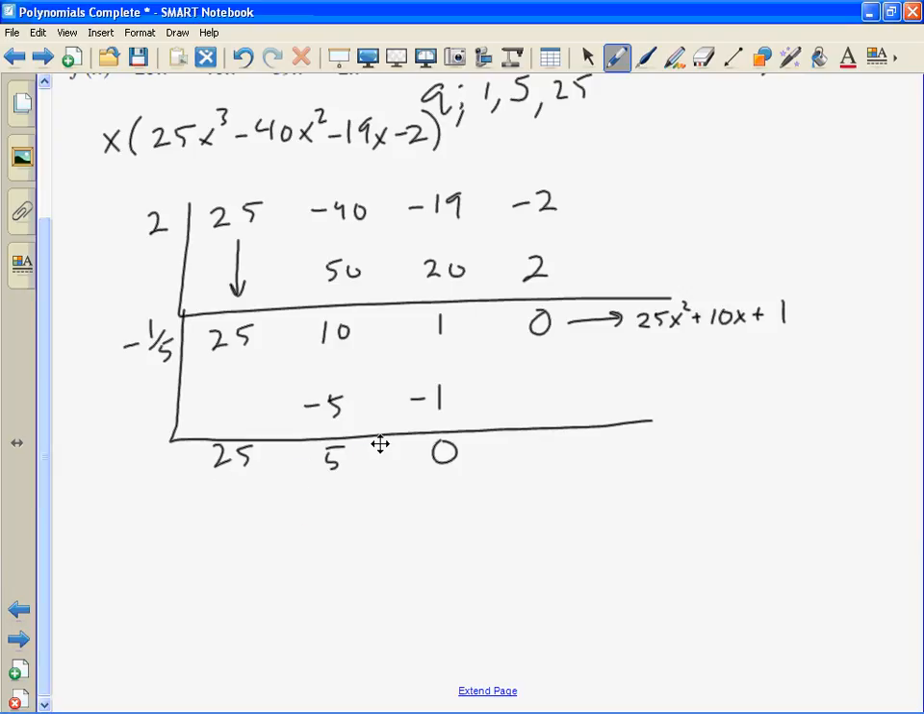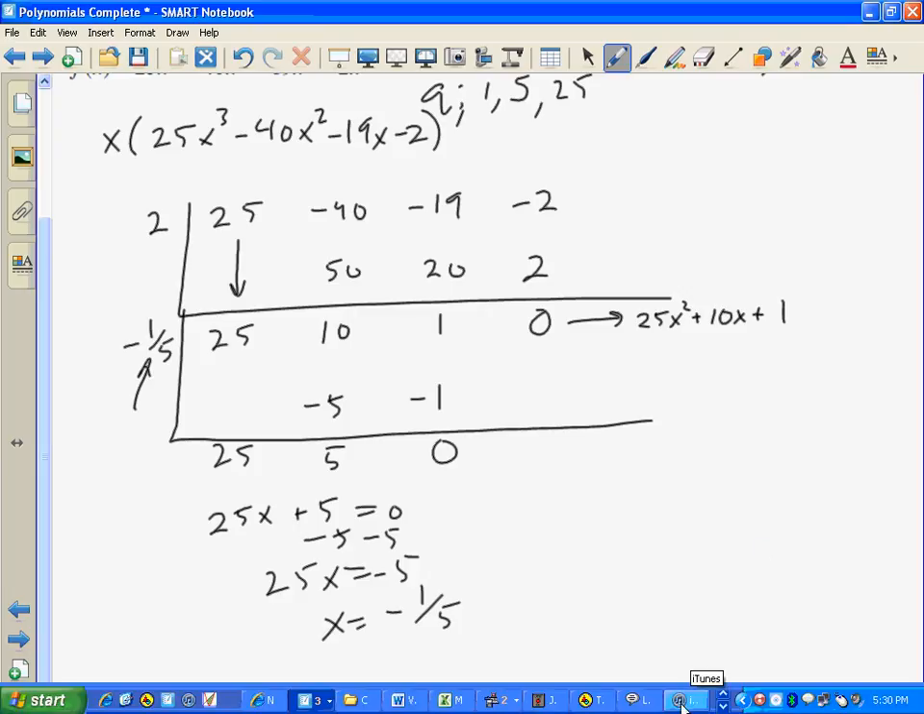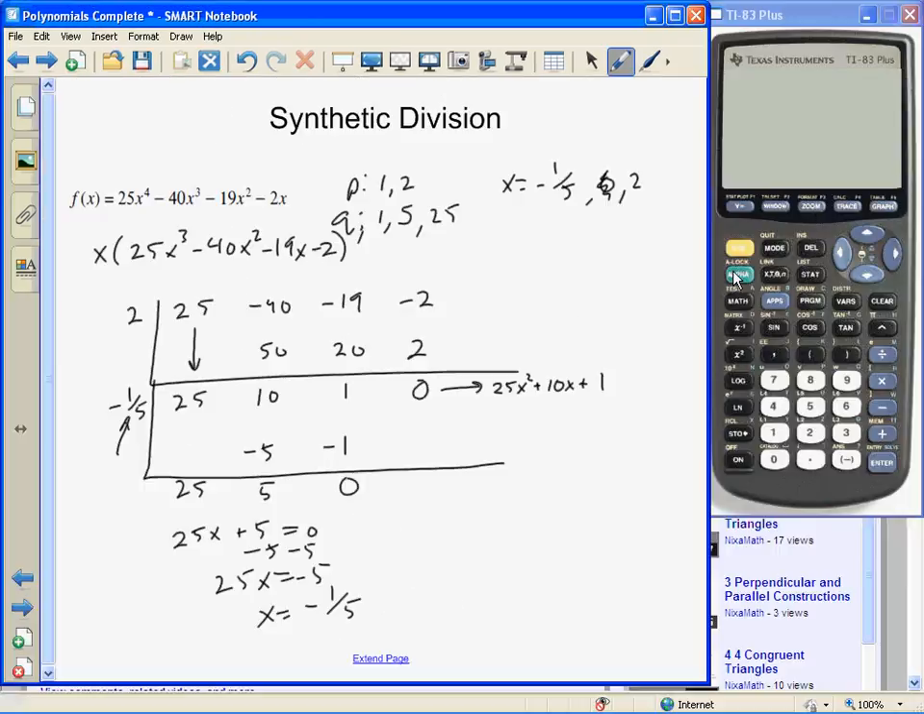So that means this is what's left over. This would be my constant term, because this is my remainder. So remainder, constant, x to the 1. So I have 25x plus 5. If I set this equal to 0, I'll get my last root. Okay, and it turns out it's one of the ones I already had. So that means this is a multiplicity of 2 right there at -1/5.